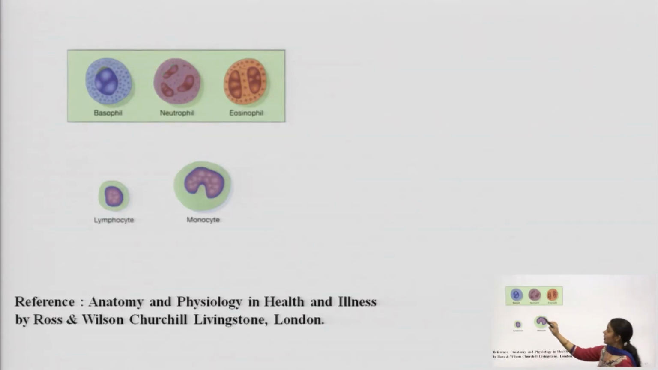Now, see here, basophils are blue in color, eosinophils are red-orange in color. Here the nucleus is two-lobed, 2 to 3 lobed. Neutrophils are purple in color because they are stained with both dyes, blue as well as red-orange, or you can say the acidic and the basic, and they have 2 to 3 lobes. In monocytes, the nucleus is horseshoe shaped or kidney shaped, and the lymphocyte is round in shape.